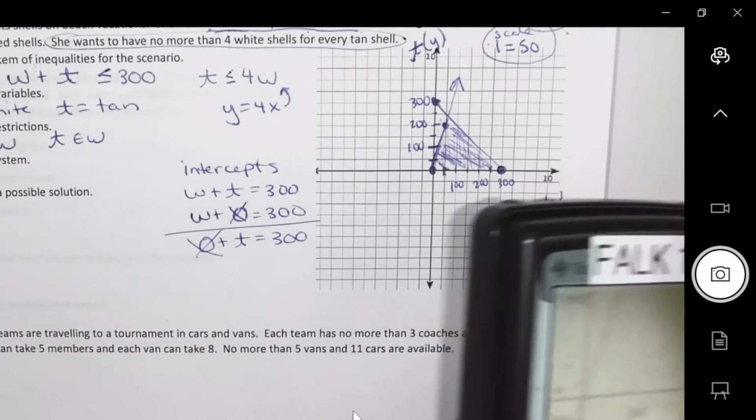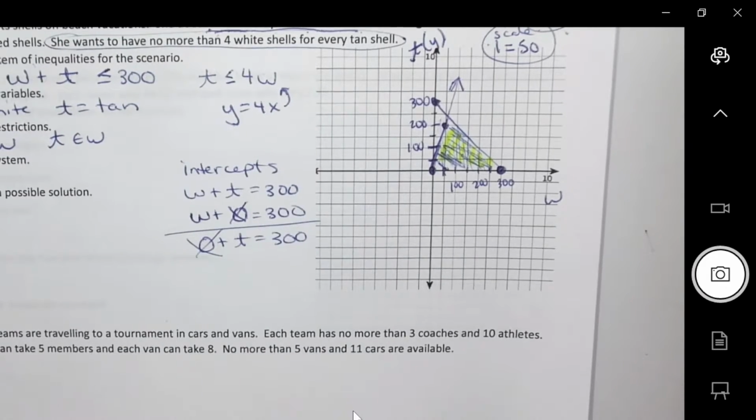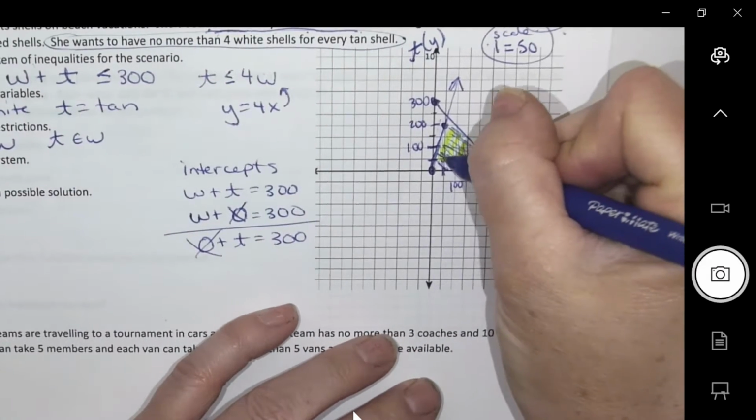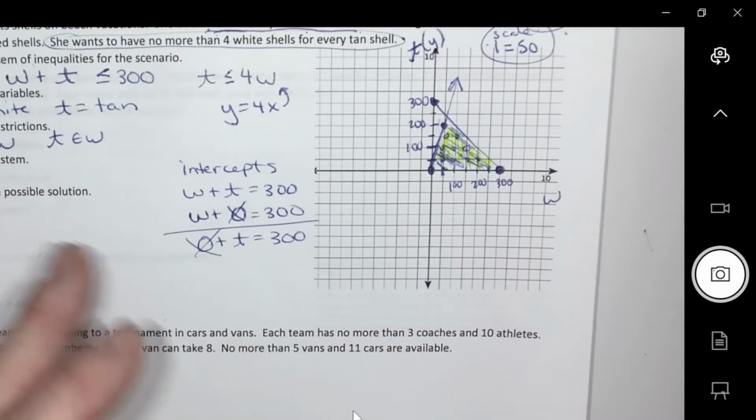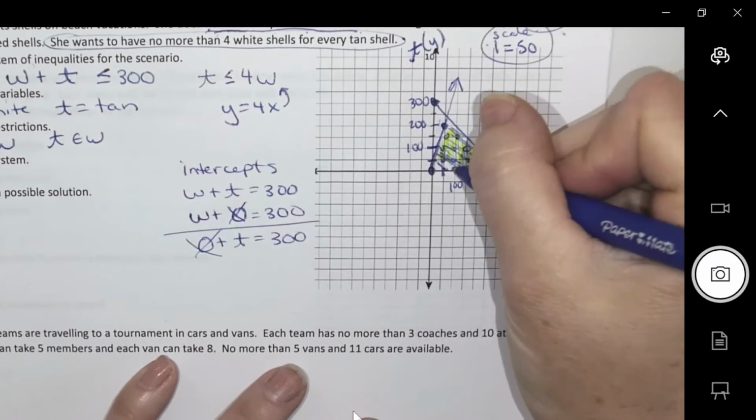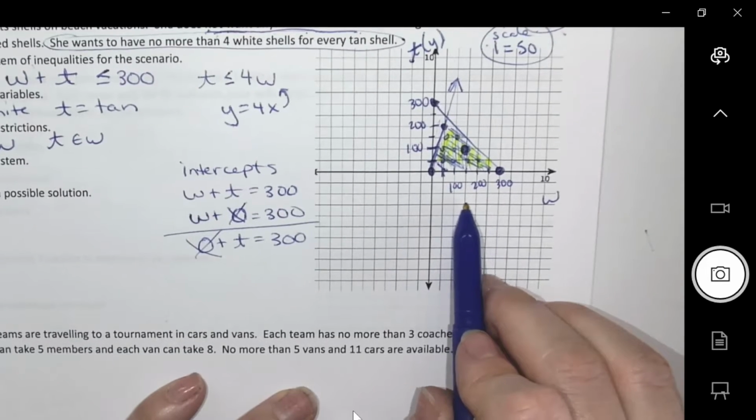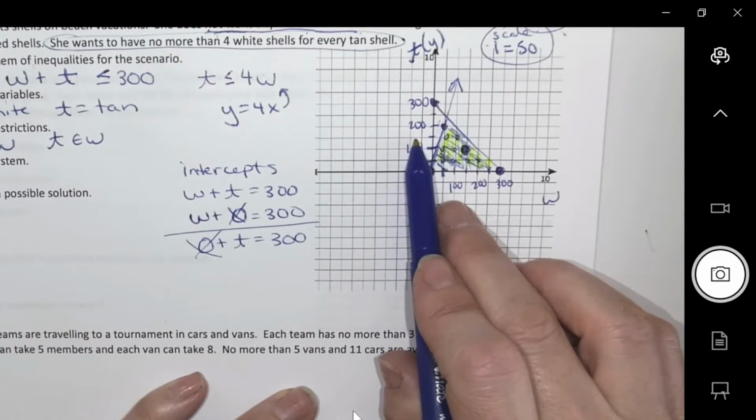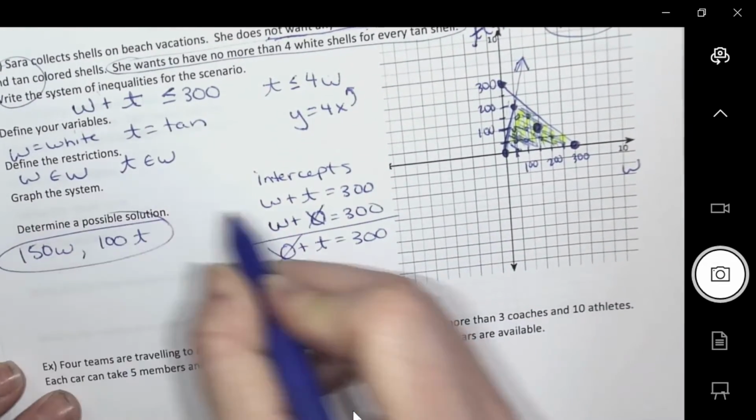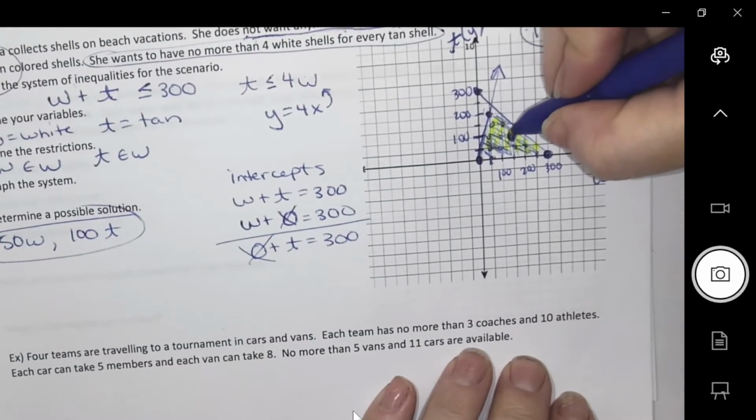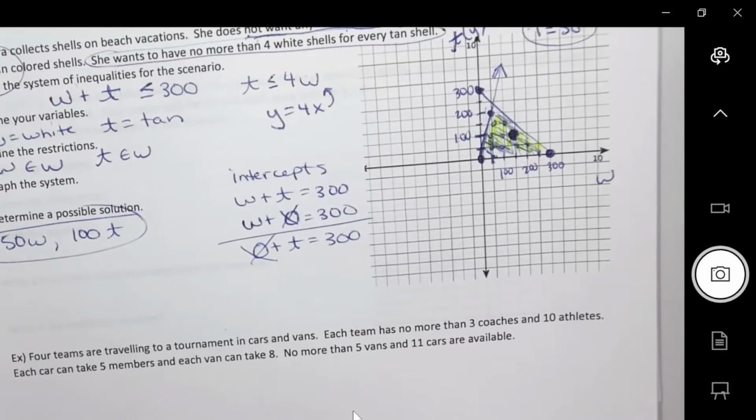Okay, so anything in this zone is going to work, but I have to remember that I can only take the whole numbers in that zone. So you can't have decimal answers, but what's a solution? So something like this would be a solution. 150 white shells and 100 tan shells. That would be an example of something that would work. Okay, you can pick a bunch of points in there, but that's an example of something that does.